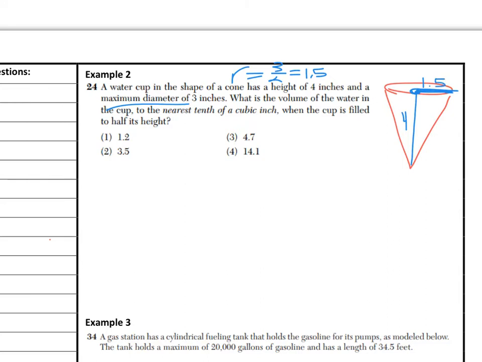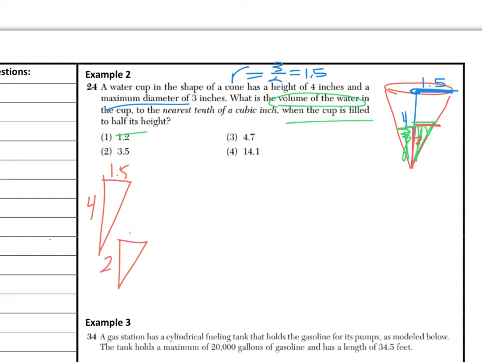Then it says we want to know the volume of the water when the cup is only filled to half its height. Here's the cup filled with water to half of its height. Now the height here is only 2, and I want to know what the volume is in total. I also want to think about what the radius would be. I essentially have 2 similar triangles: 4 and 1.5, and then a smaller triangle with 2 and some radius. The first step is going to be to find the radius, and the second step will be to find the volume.